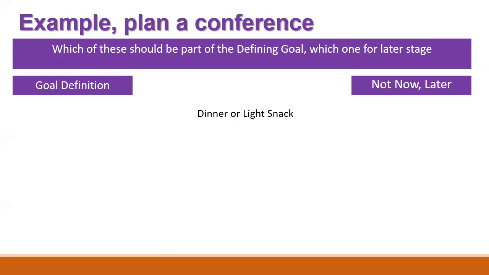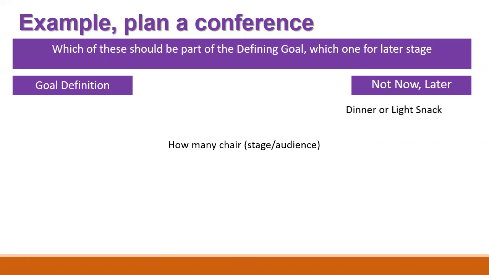Dinner or light snack. Do we decide that now? Is that part of our goal definition, or is it something that we can do later? Yeah, very good. I would say that that's not now. We can do that later, after we've determined everything else. How many chairs for the audience?